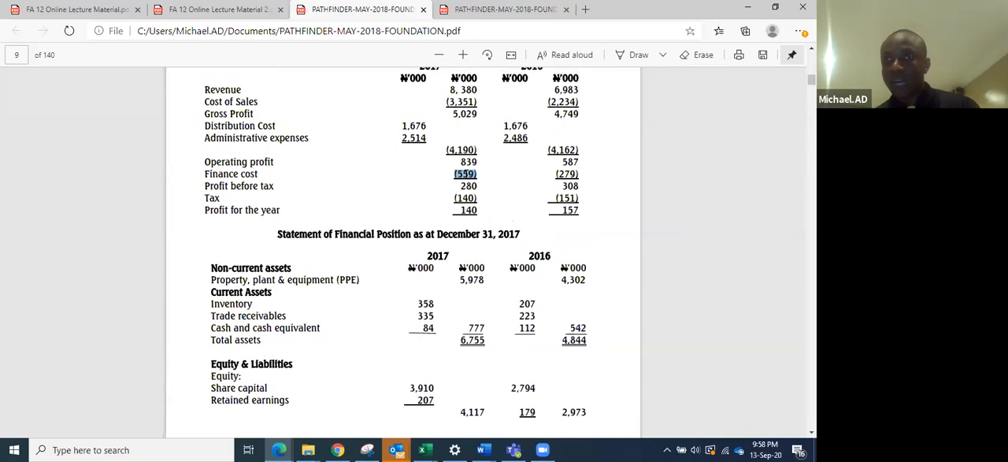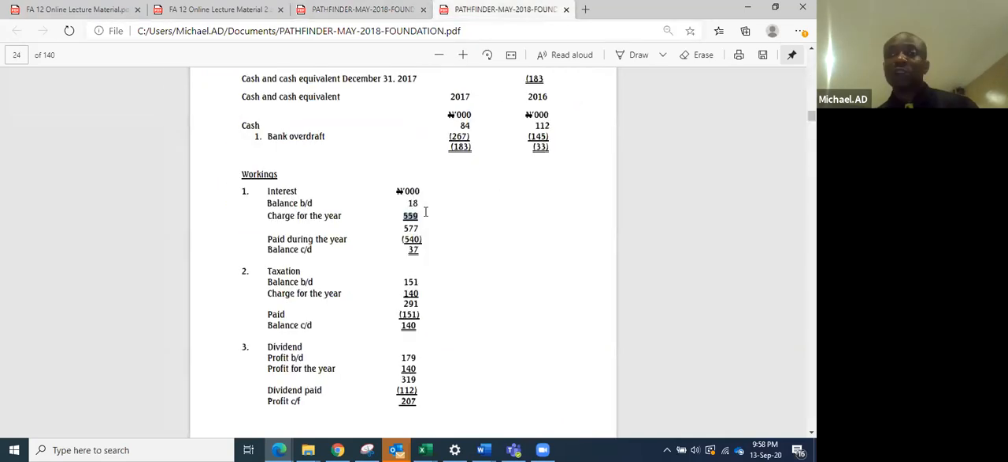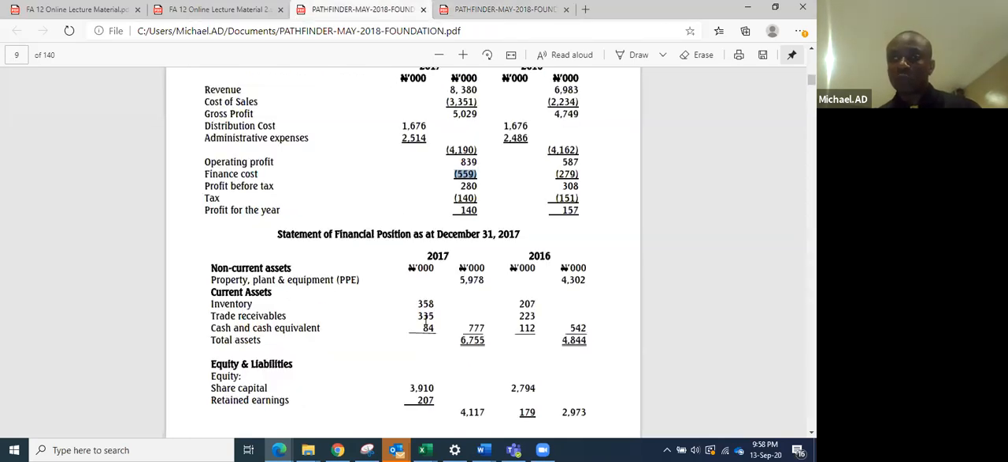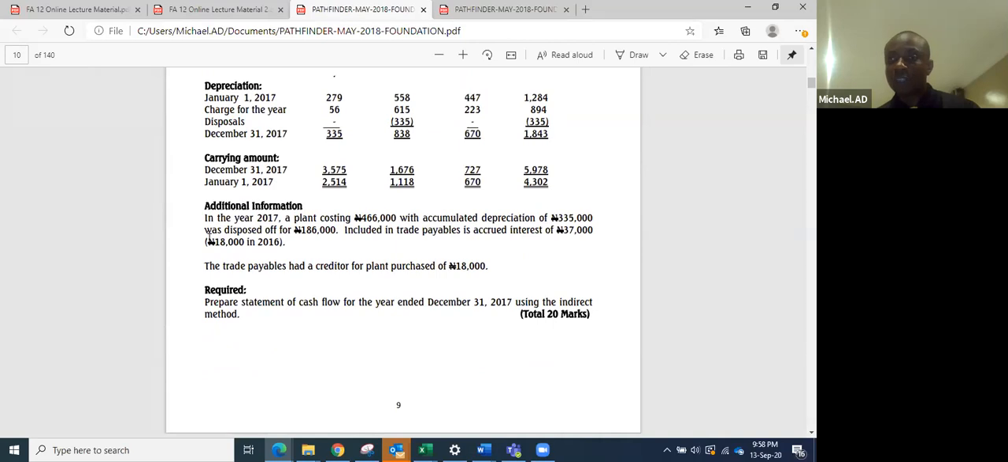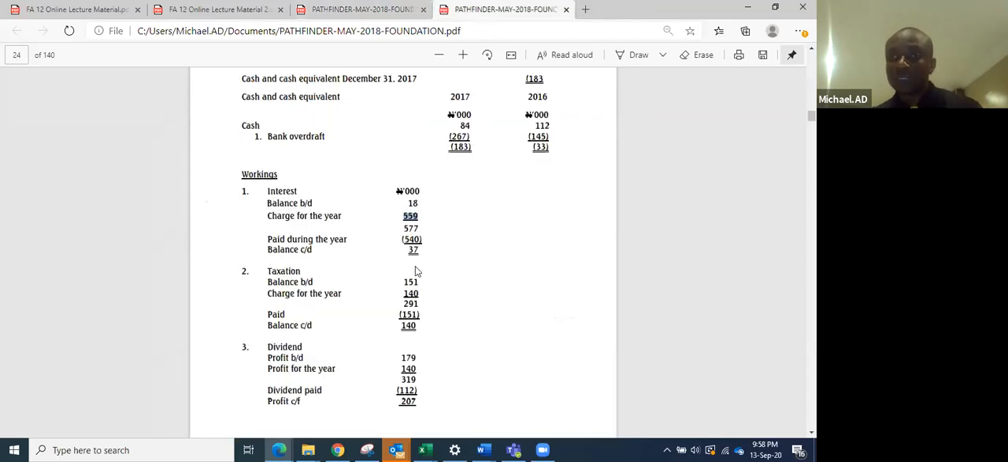This 559 is our finance cost for the year that we are adding, so it makes up 577,000. But then how much did we pay during the year? We don't know. But the question later told us that at the end of the year, we have 37,000. So since we have 37,000 at the end of the year, the difference between this 37,000 and this 577 is what makes up paid during the year.